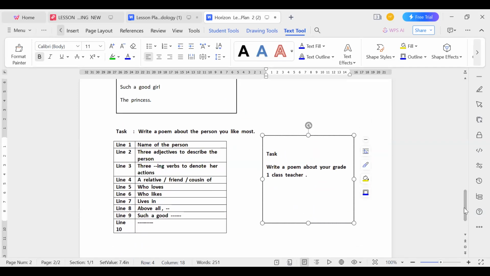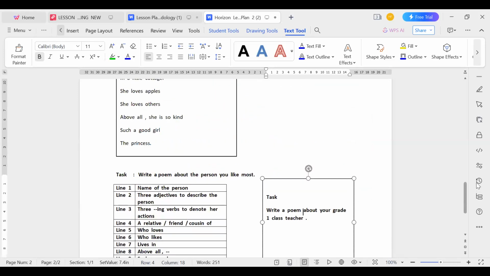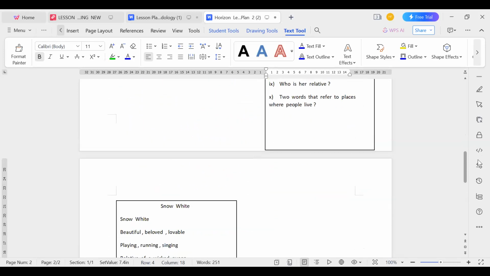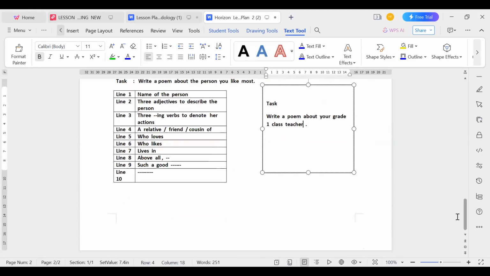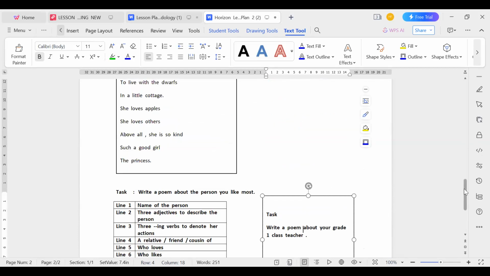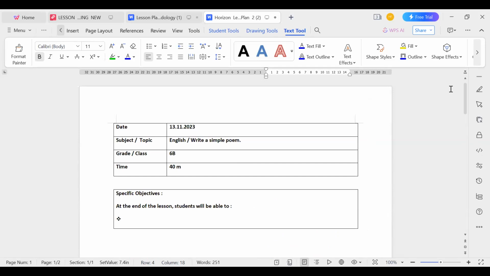You're there to guide them. So that is the second activity. And then the third one, you ask them to use the same format and write about your mom at home. Write a small poem about your mom at home. So those are the activities that you give. Are you okay with that?